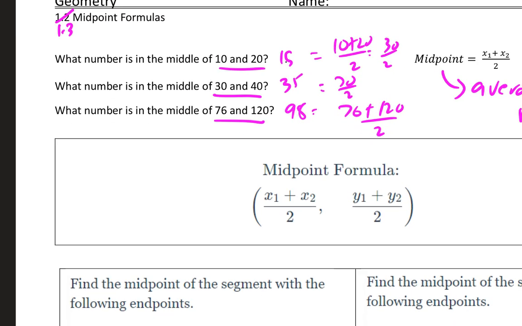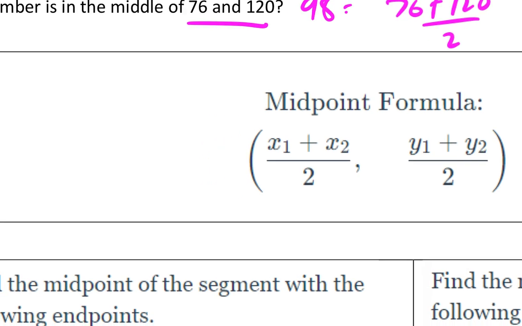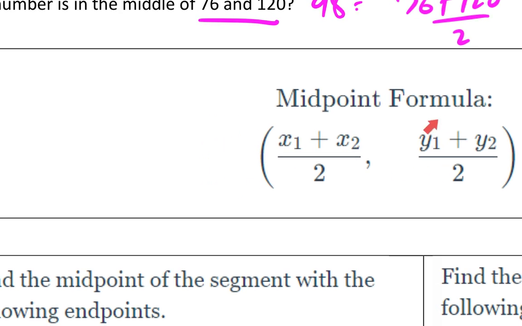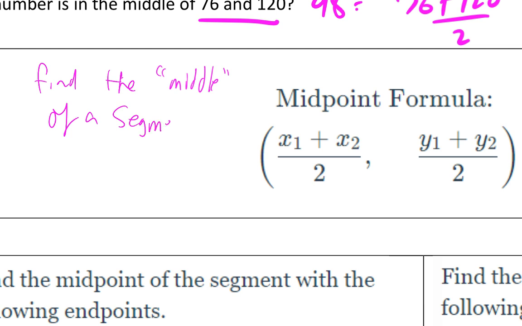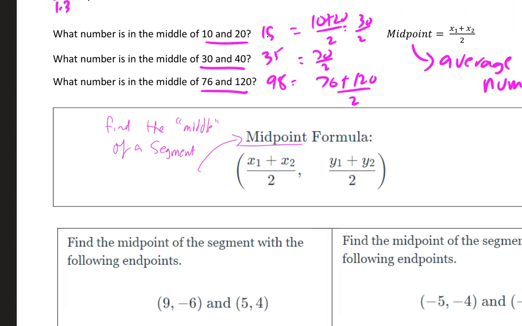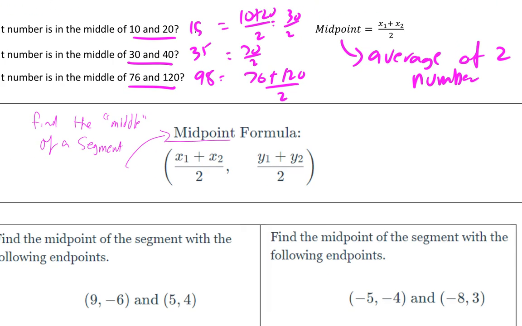Now, if that's for one number, we're going to talk about what's called the midpoint formula. What the midpoint formula tells us is we're going to use it to find the middle of a segment. The middle of a segment is called the midpoint, as you might think. It's the middle point in between two other points. So here's how we're going to do it.